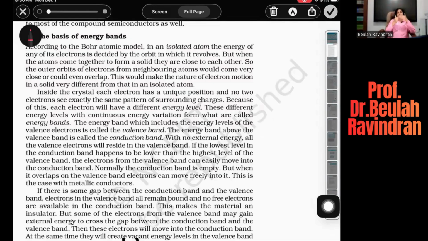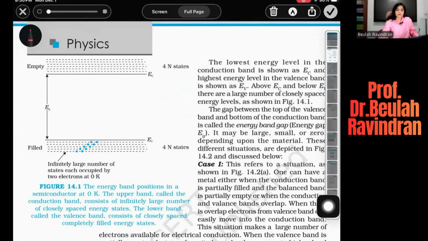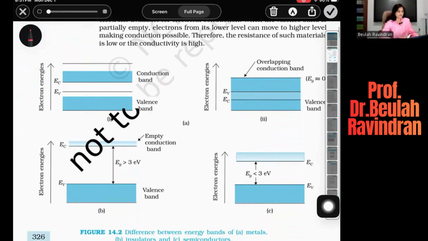Okay. There is a separation between the highest energy level of the valence band and the lowest energy level of the conduction band. That is known as the energy band gap. I'm going to show you the picture. This is that picture. Okay. So that separation is known as the energy band gap. It may be large, small, or even zero, depending upon the material. How the overlapping takes place is given in the subsequent pictures. You can see the picture here. The energy gap is also given.